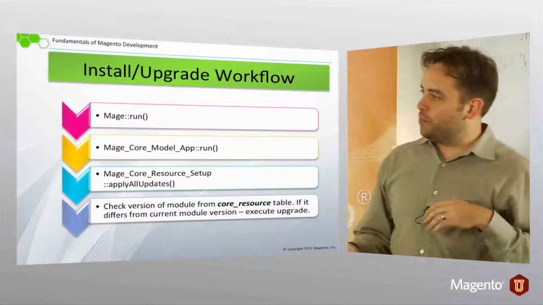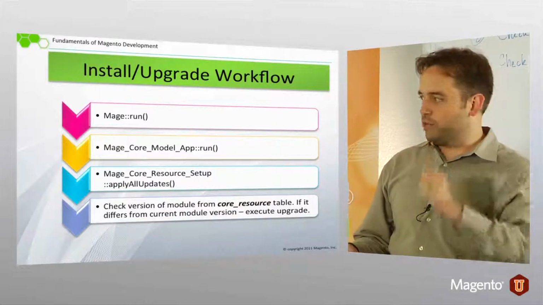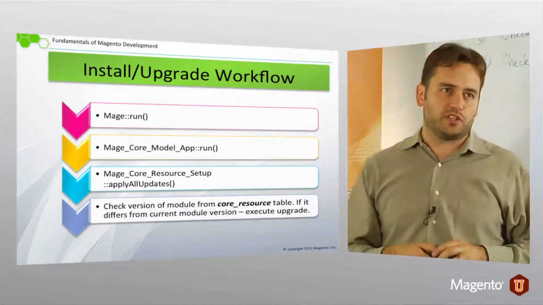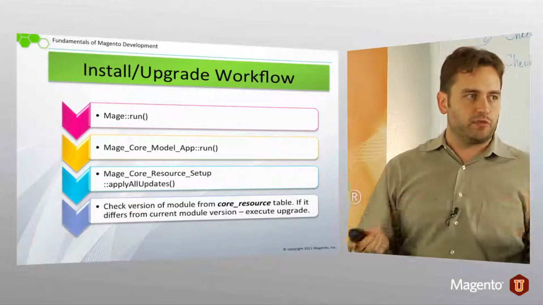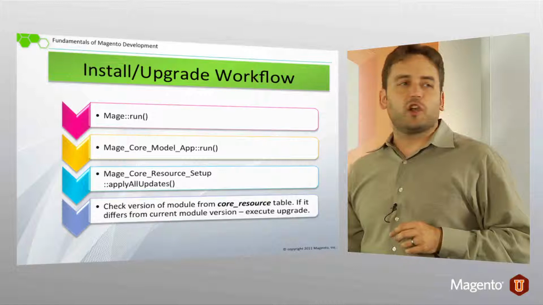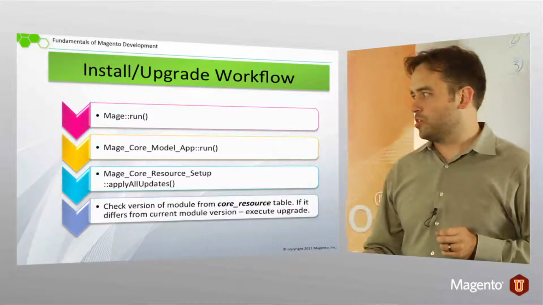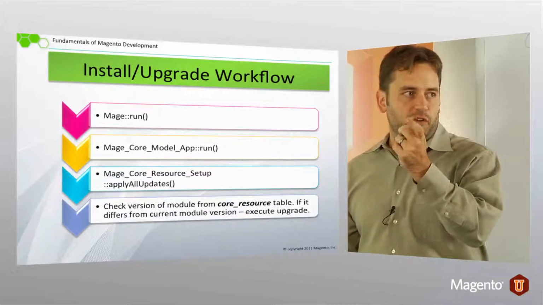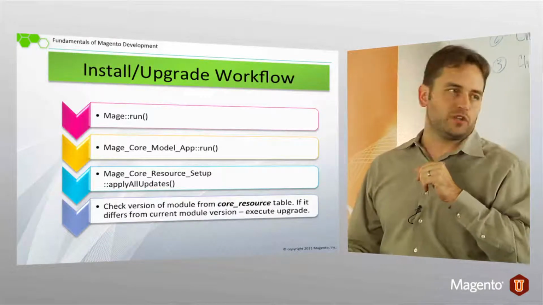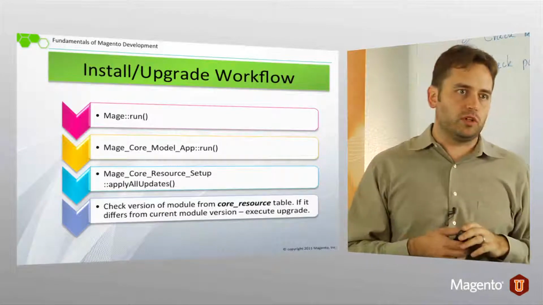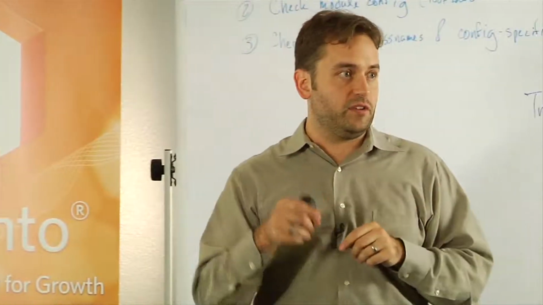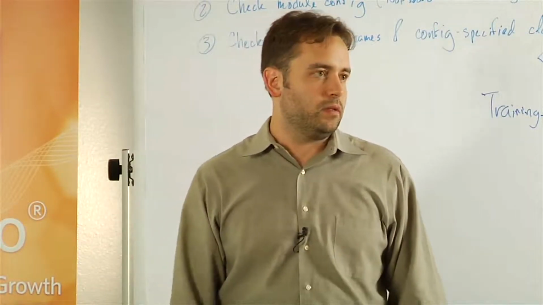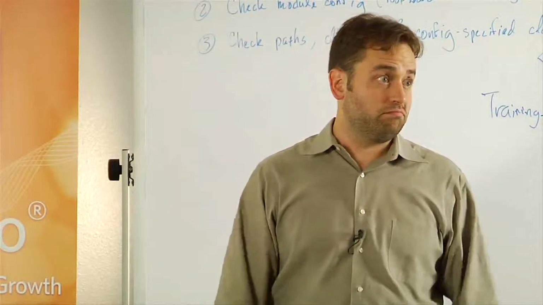This checks the current version of the module in the configuration, which could be cached. So if you're changing version numbers, just like anything else in the configuration, you'll need to refresh your cache. But it looks in the core resource table, which we'll look at in just a moment. If the version in our configuration is different from the version in core resource, then Magento actually checks to see if the value is higher or lower, and then searches for an appropriately named migration script.